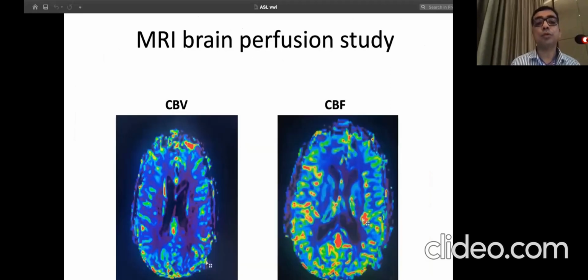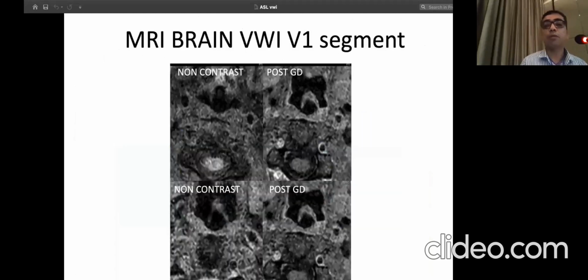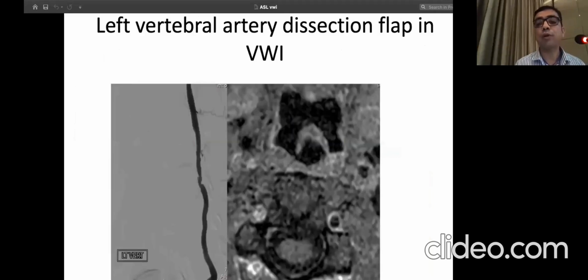The deficit was seen more in the posterior circulation. We did vessel wall imaging of the occluded vertebral artery, and this is the flap, which was very well evident in the mid V1 segment, which shows that we are probably dealing with a dissecting segment. This is the segment which was evaluated, and a flap was very well seen there.